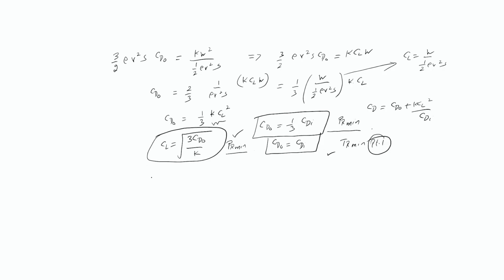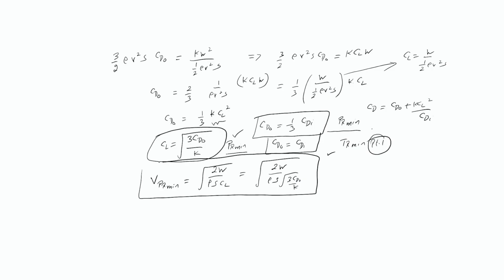So what is the velocity which corresponds to this CL? So V at which power required is minimum, you can write here as 2W by rho S CL. So 2W by rho S CL, with CL equal to square root of 3 CD naught upon K, and this whole thing under the square root. So this is the velocity with which the pilot can fly at power required minimum.